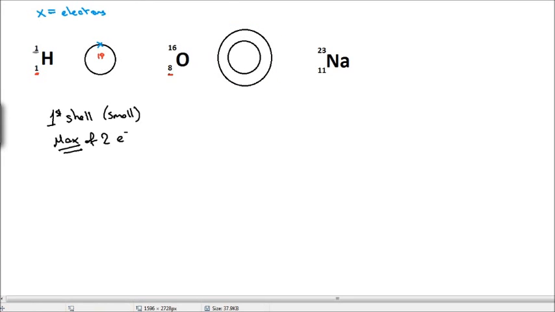So it's got 2 shells. I've already said it's got 8 protons in the middle, and I'll show you why in a second. If it's got 8 protons, that must mean it's got 8 electrons as well. So there's 1, there's 2. Now that shell is full. We cannot fit any more in there.